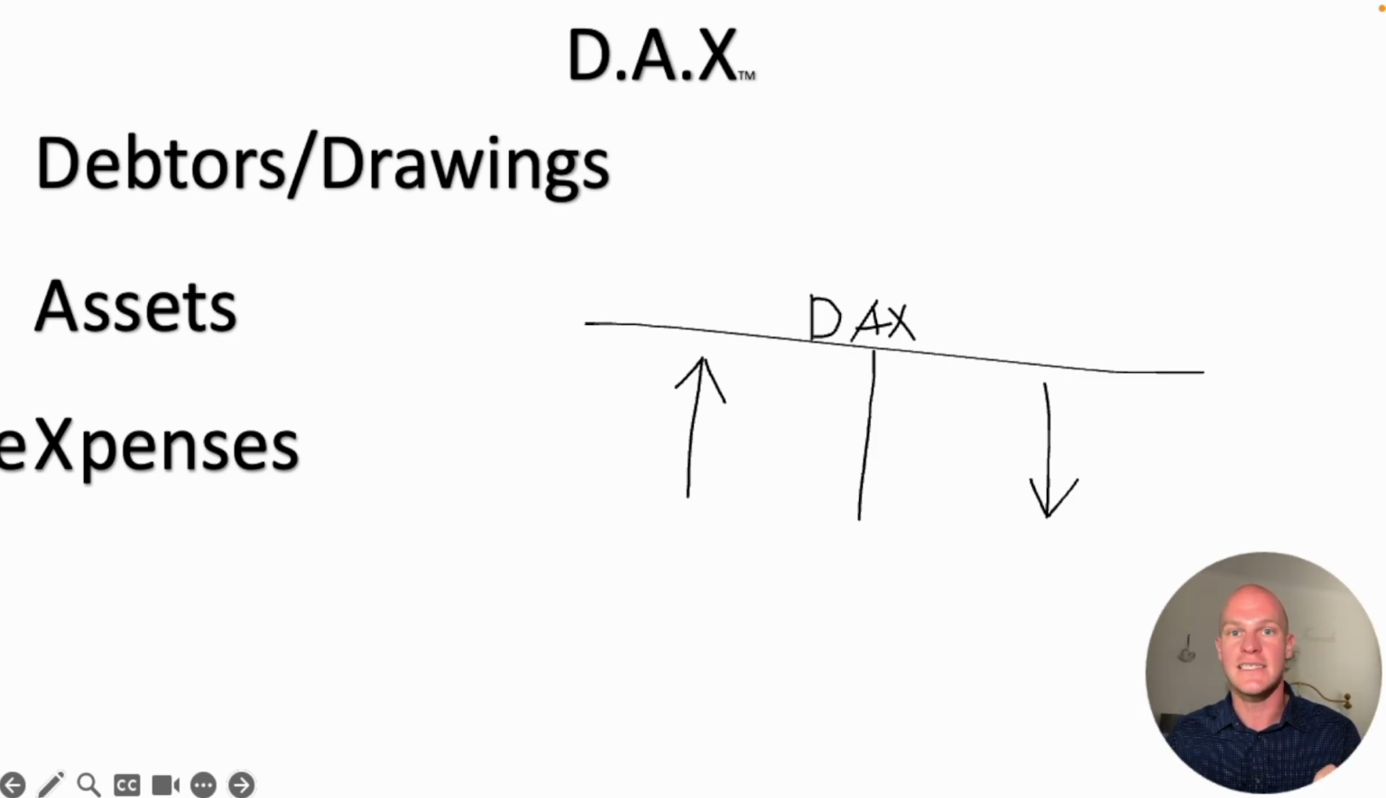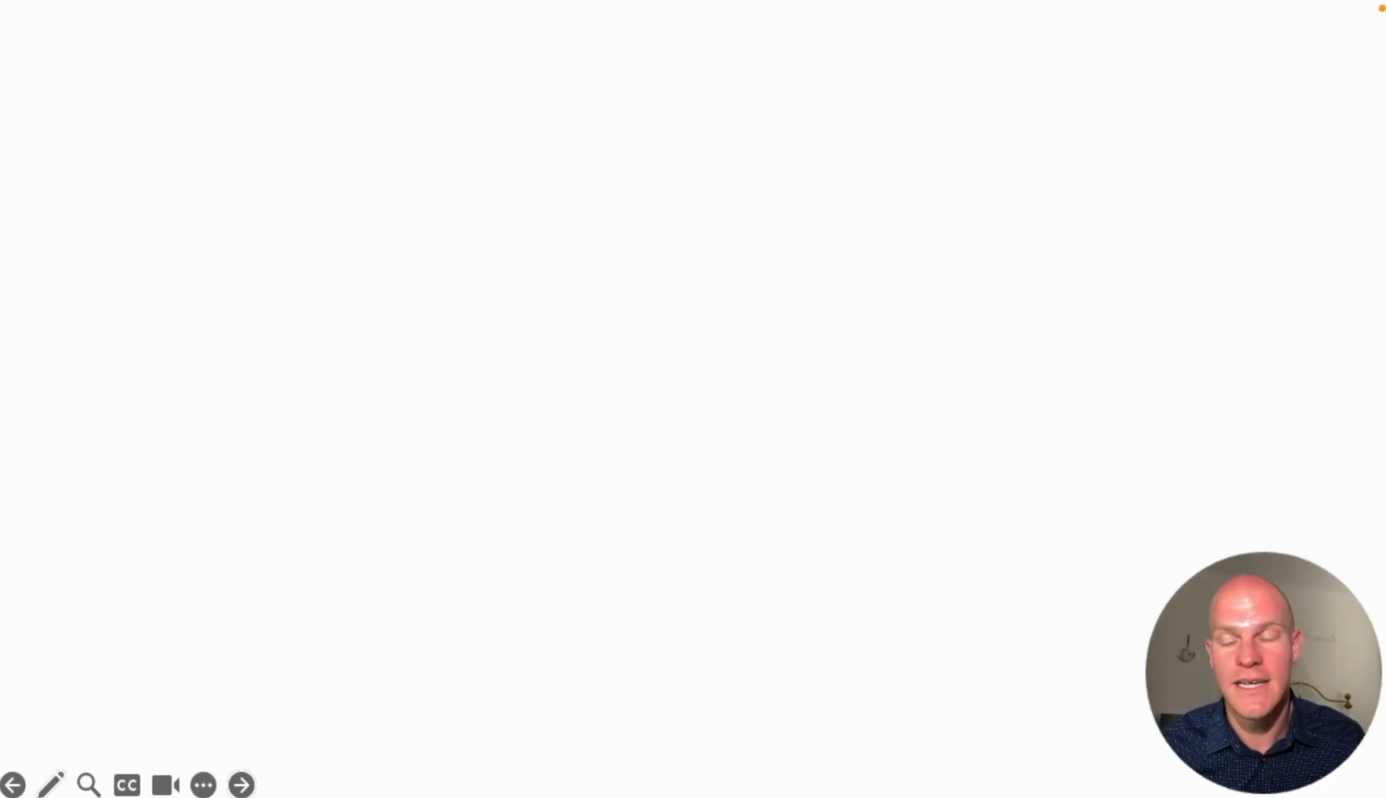So for DAX, everything on the left-hand side, you increase in value. Everything on the credit side or the right-hand side of the T account, you decrease in value. So that's DAX out the way. Let's get into the next part. So now we've dealt with the application of funds. So we've got the money and we're spending it on assets and expenses and debtors and whatever.